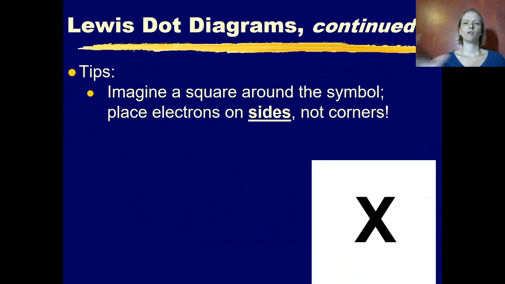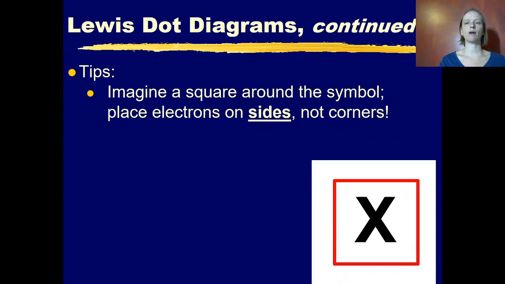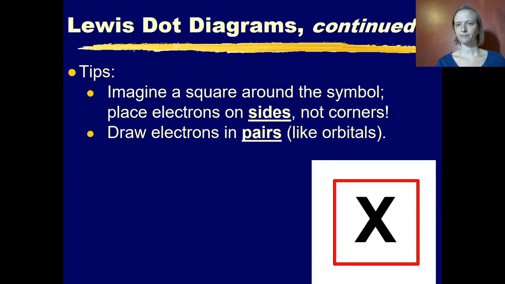So the way I like to do this is I like to imagine a square around the element symbol. And here I've got element X. X isn't really an element on the periodic table. I'm just inventing an element here. I'm imagining this red square. I'm not drawing the red square. I'm just imagining it. And then let's say that X has 8 electrons.